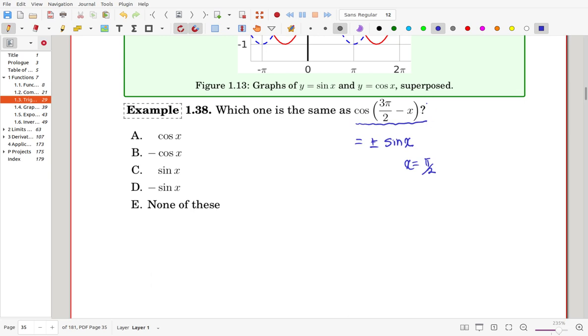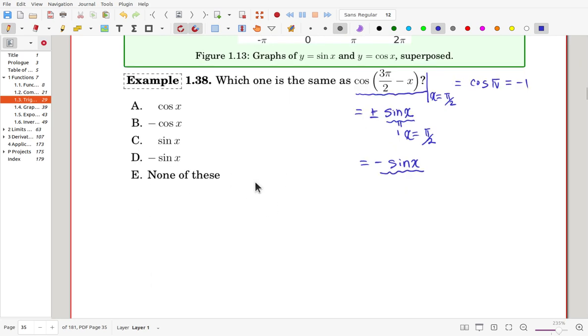Now, for this term, x is pi over 2, so it will become cosine, and pi over 2 is subtracted, so that is cosine pi, which is negative 1. So the whole value must be negative 1, but this itself is currently 1, so eventually we have to put minus and sine of x. That's the answer. So the answer is minus sine x. Okay.